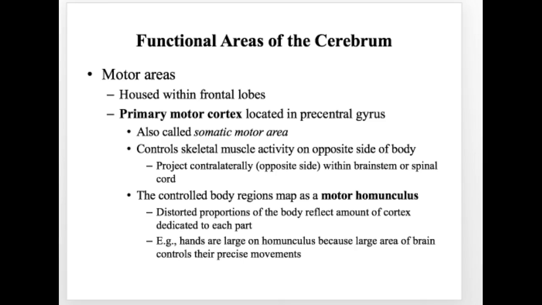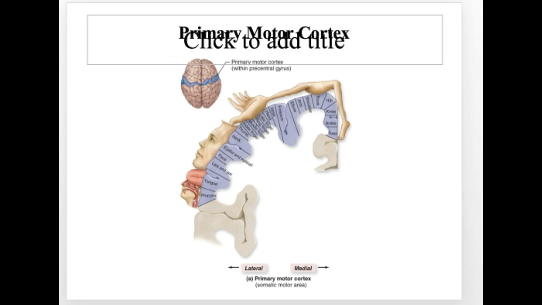The controlled body regions map as a motor homunculus. This term is used to demonstrate the distorted proportions of the body, which reflect the amount of cortex dedicated to each part. For example, as seen here, this area that's controlling hand movements is quite large in comparison to other regions. This is because of the very precise movements that are required by our hands overall.